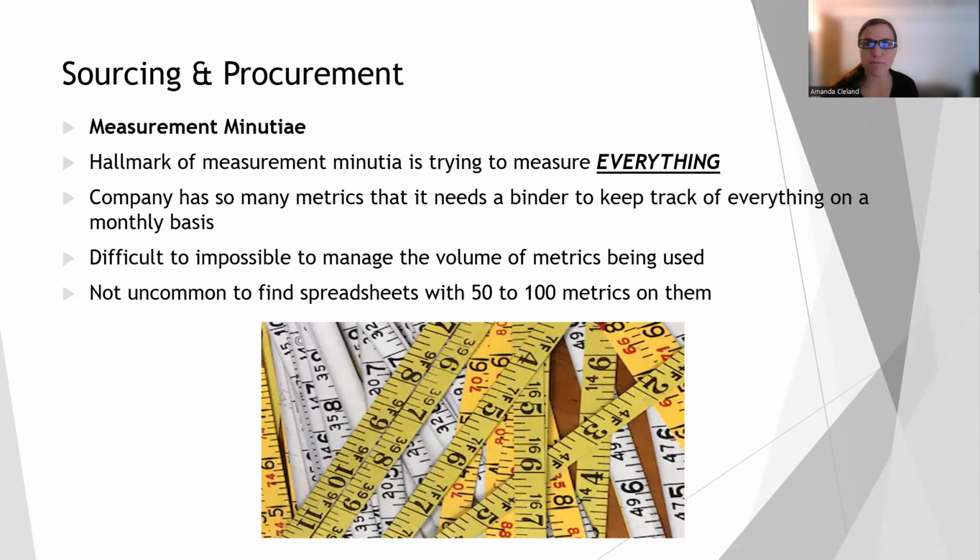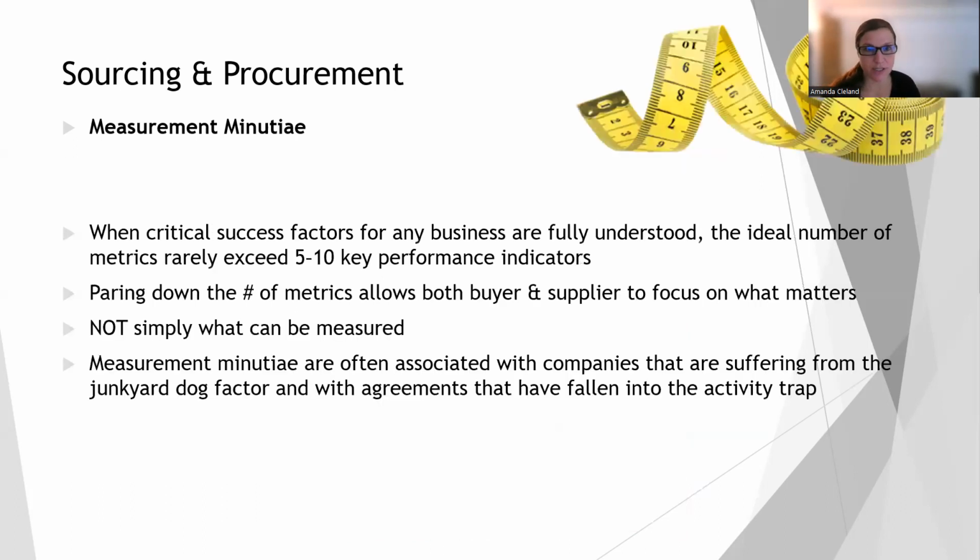It's just taking up time that we just don't have. It's just not worth it. We're not getting bang for our buck with measuring every little thing that this supplier does. So when the critical factors of success are actually understood, the ideal number is going to be 5 to 10 key performance indicators, KPIs, no more than that. If we pare down the number of metrics, that allows both us as the buying organization and the supplier to really focus on what matters and not simply measuring for measuring's sake, or what can we measure?